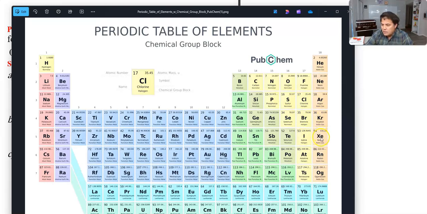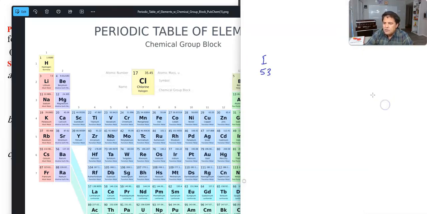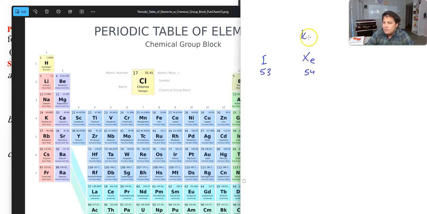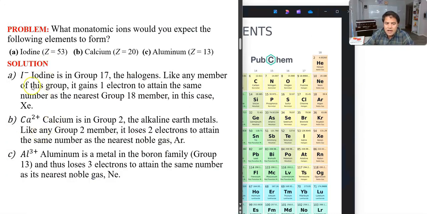Xenon is 54, right? So the closest one is xenon, and that is 54. All others are farther. Krypton is 36, right? 53 minus 36 is much farther. The iodine is 53 and xenon is 54. Now subtract that: 53 minus 54 is equal to minus 1. So that's why iodine is minus 1.